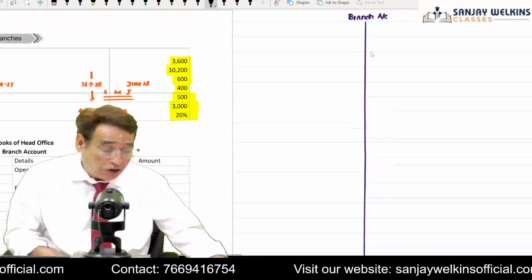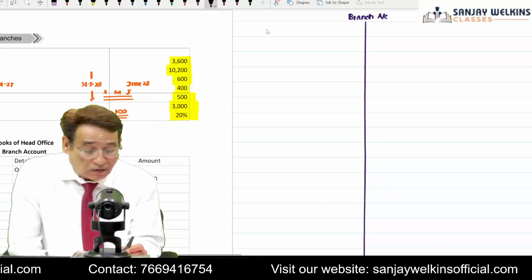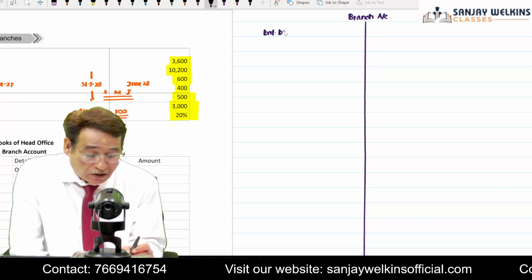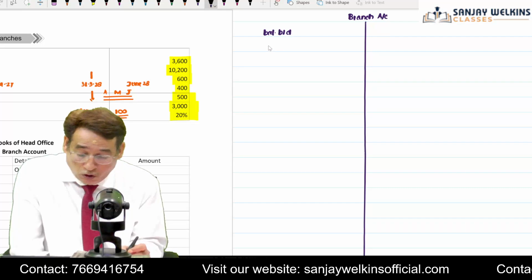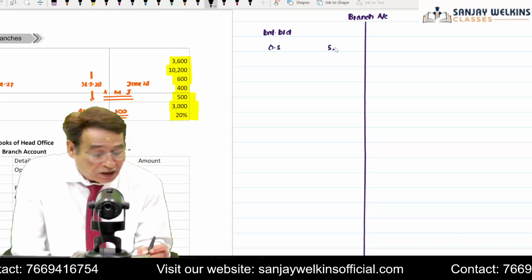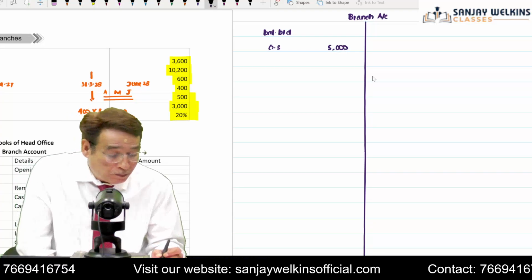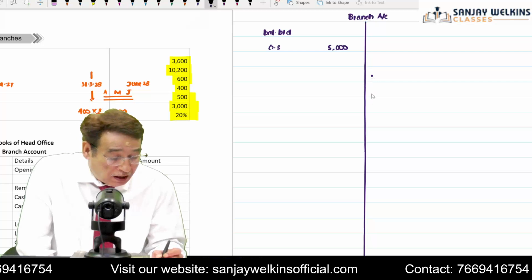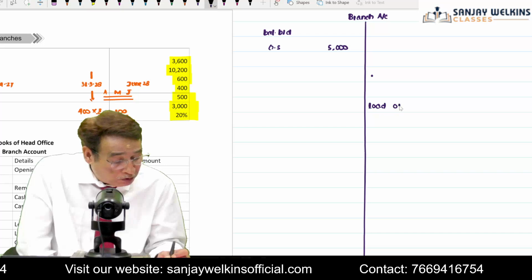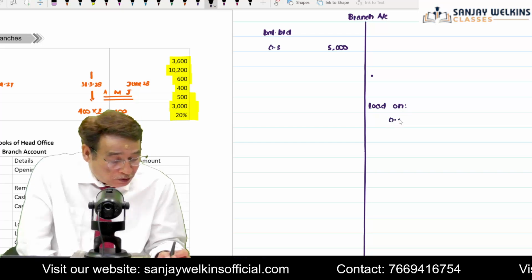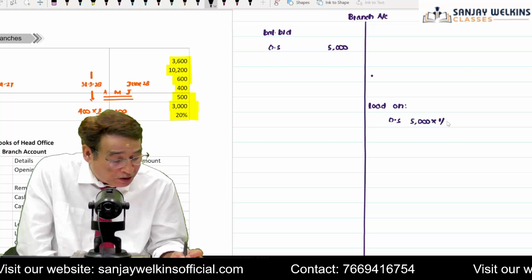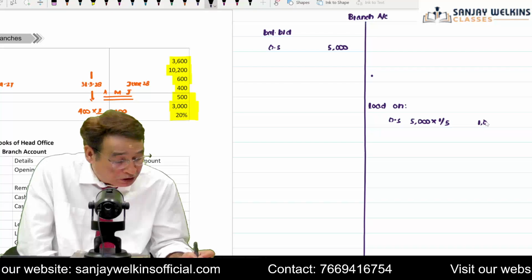Now, in this particular question, first of all, there are lots of opening balances. So I will be writing here balances brought down. First of all, opening stock is given to us, so I will be writing here opening stock. Opening stock is 5,000, but we must not forget to pull out the loading part. So I will be writing here loading on opening stock. Now opening stock 5,000 is there and the rate of loading we have just computed, that is 20/100 or 1/5, that is equal to 1,000.